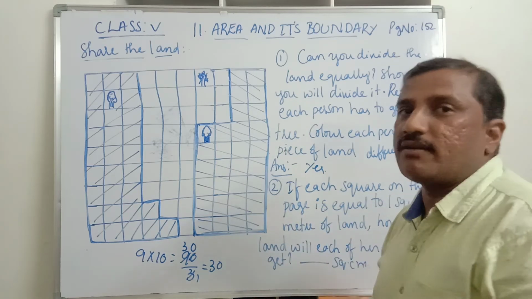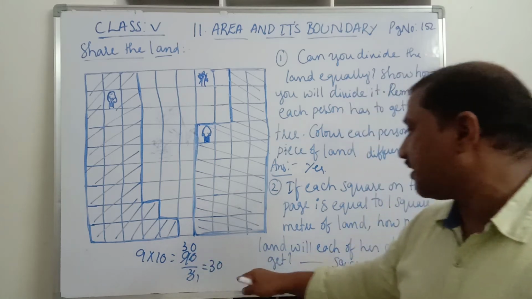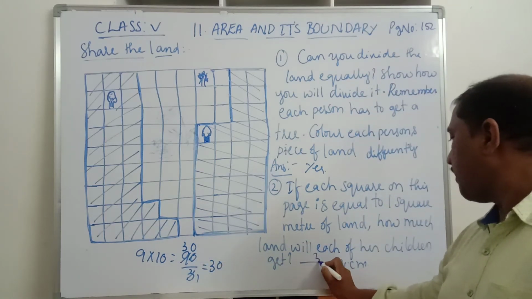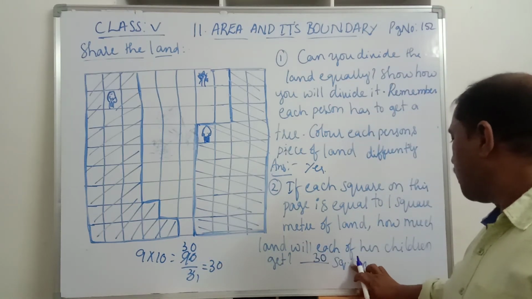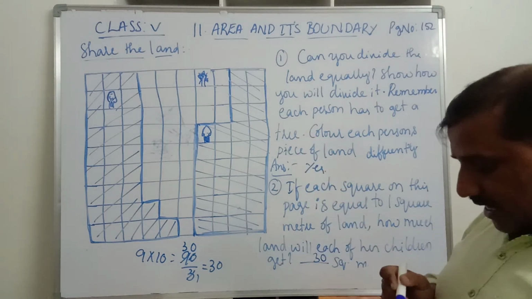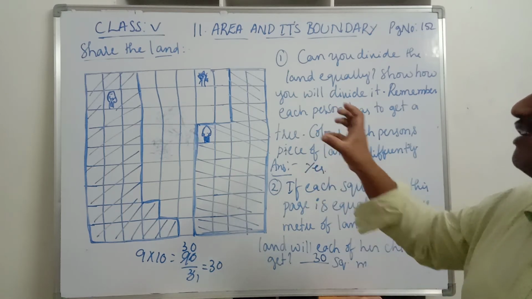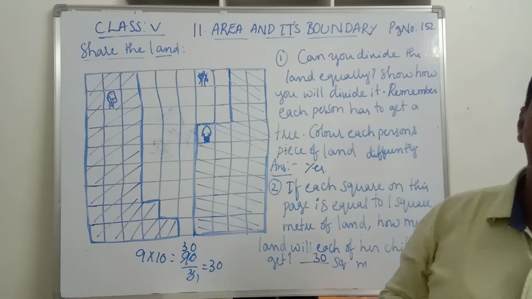Then for each member, how much will they get? By dividing by 3, 3 tens are 30. So 30 square meters, each child will get 30 square meters. So like this we can divide this land equally among the 3 children with 1 tree to each child. Is it clear, children?